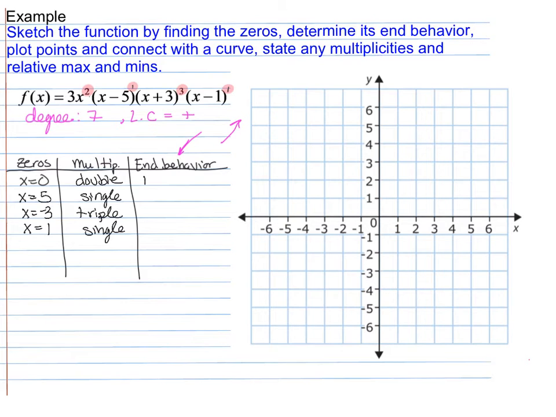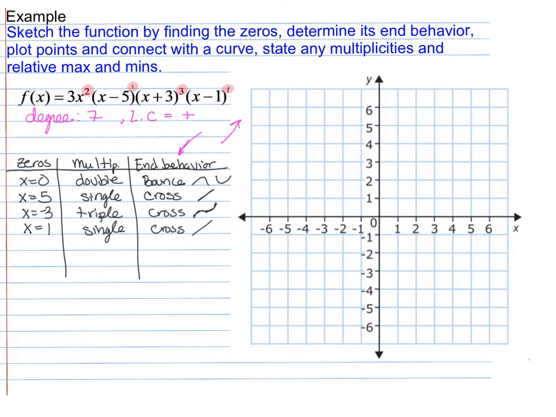So because it's a double, we know it's going to bounce. It's either going to look like this and bounce, or it's going to look like this and bounce. For a single, it's going to cross and it's going to be linear, like a linear function. And for a triple, it's going to cross also, but it's going to be more like a cubic because it's going to have that little cubic curve that we usually have. And then again, we have a single, so it's going to cross. Think of a line. I'm trying to give you visuals so you understand a little bit of how the sketch will look.